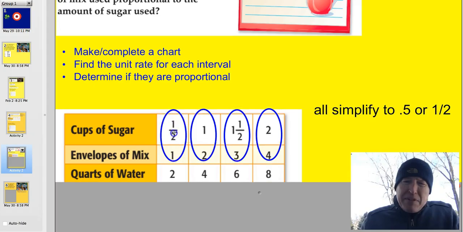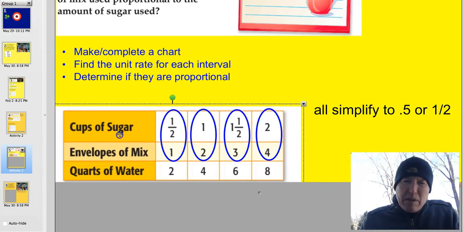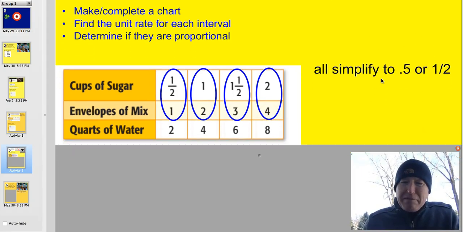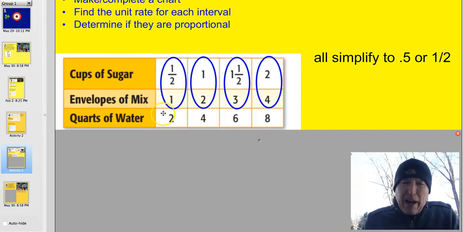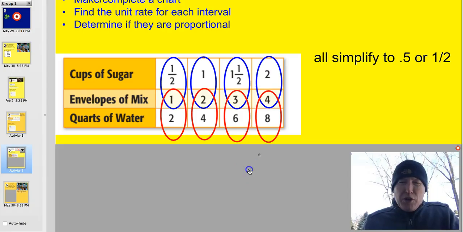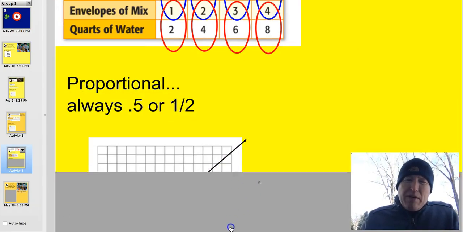You got a half divided by 1. You've got 1 divided by 2, 1.5 divided by 3, and 2 divided by 4. These all simplify to 0.5 or 1/2. As a matter of fact, you can even look down below and see that if you looked at the envelopes of mix to the quarts of water, you still have that same relationship, that same ratio. So these are proportional. It's always 0.5 or 1/2.